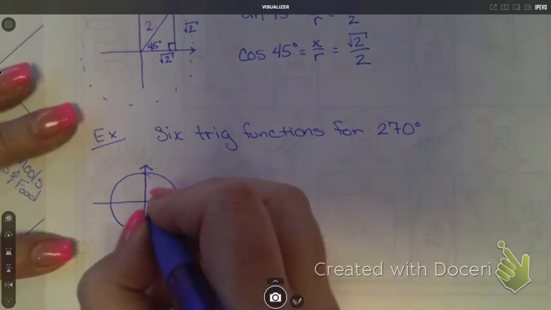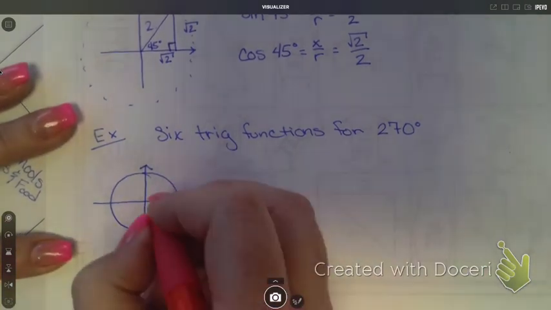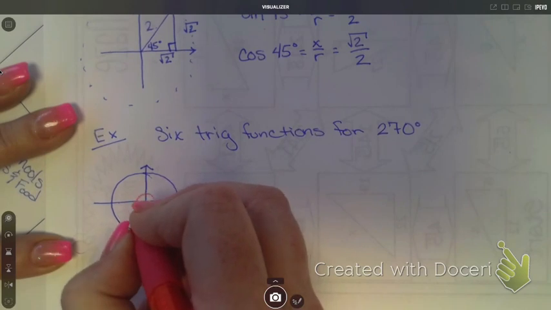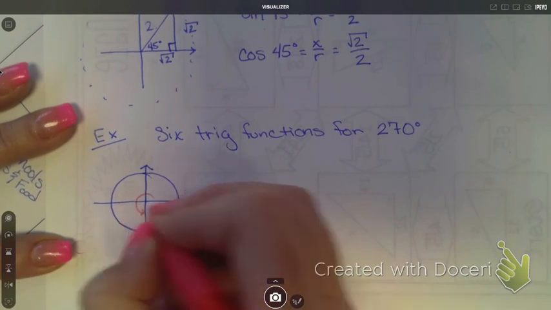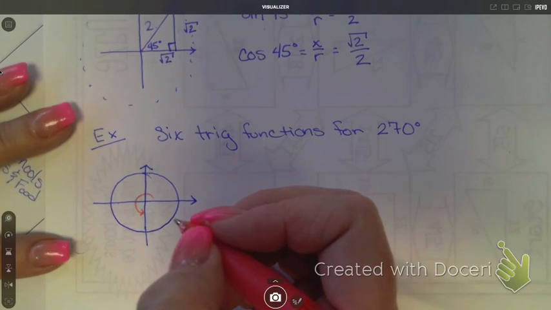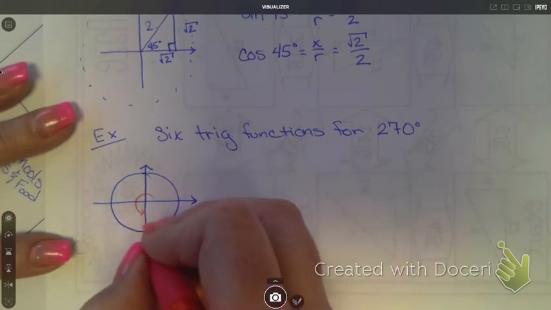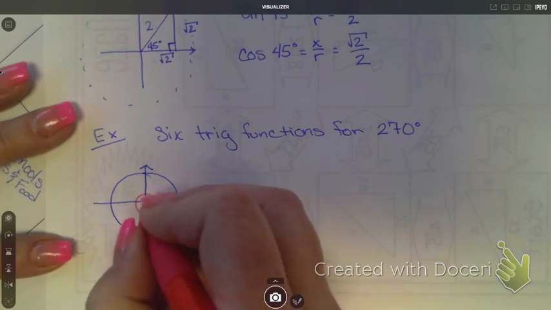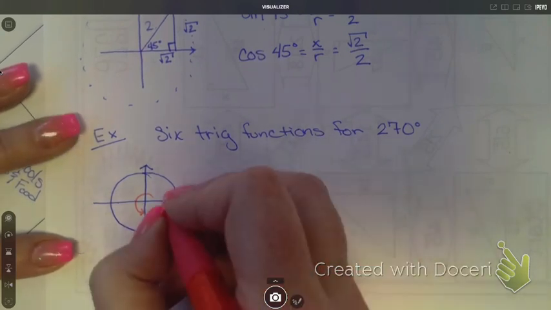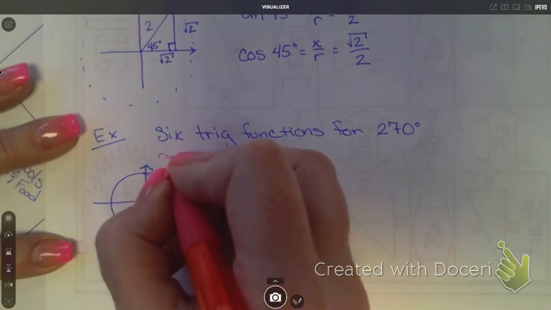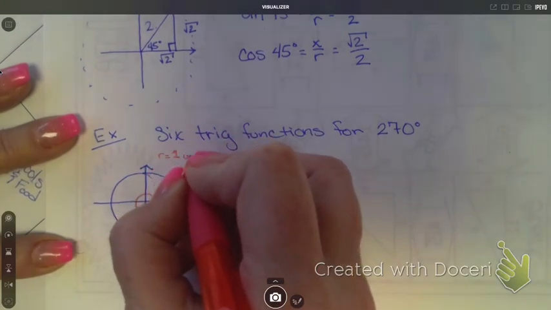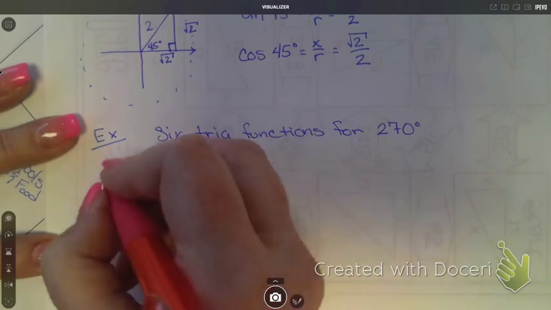Okay, so 270 degrees puts me here. Yes? Okay. Well, I told you the radius of this thing was like 1 unit, correct? So R equals 1 unit. And this is the unit circle.